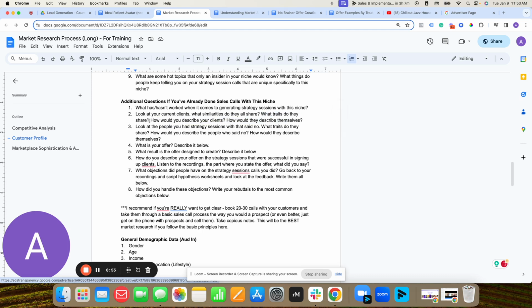Do they look a certain way? Do they dress a certain way? Do they do a certain thing for work? How would you describe them? How would they describe themselves?